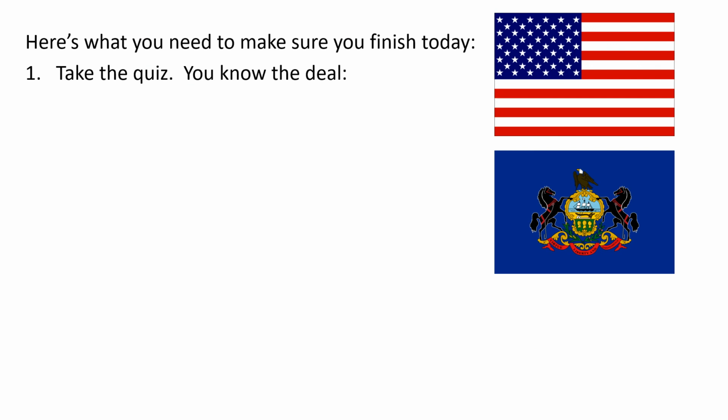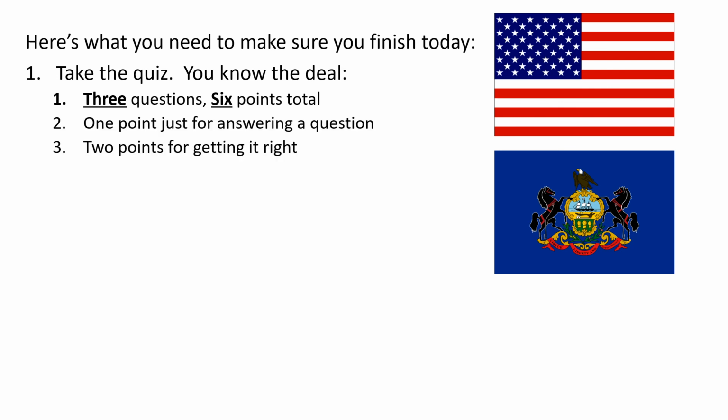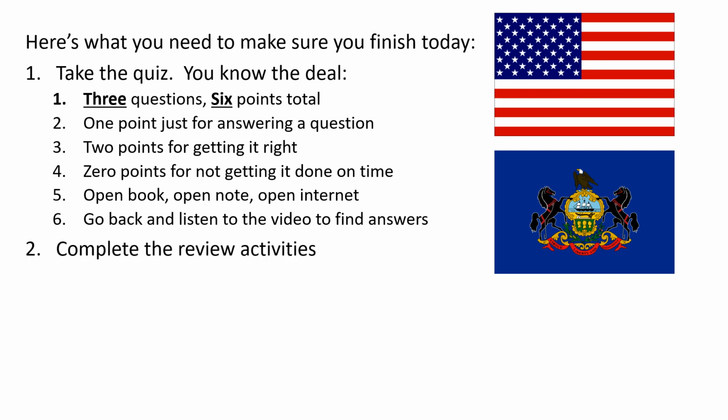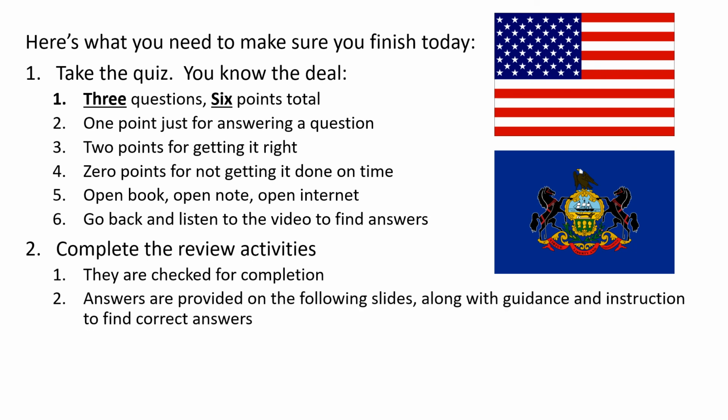Here's what you need to do to make sure you finish everything today. First thing, take the quiz. You know the deal. 3 questions, 6 points total. 1 point just for answering a question, 2 points for getting it right, 0 points for not getting it done on time. Open book, open note, and open internet. Find the answers where you need, but I recommend going back and listening to the video to find answers. Then we need to complete the review activities. They're checked for completion, and answers are provided on the following slides, along with guidance and instructions to find the correct answers. So make sure that you are following along with everything that happens on the next couple slides, and we get our work done on time.